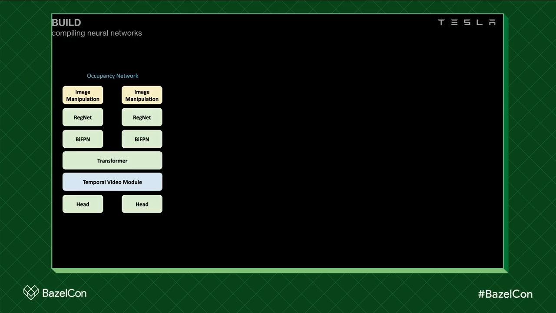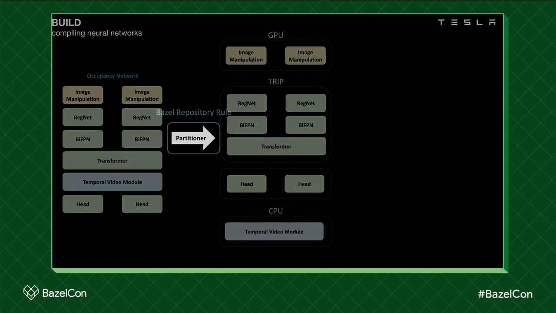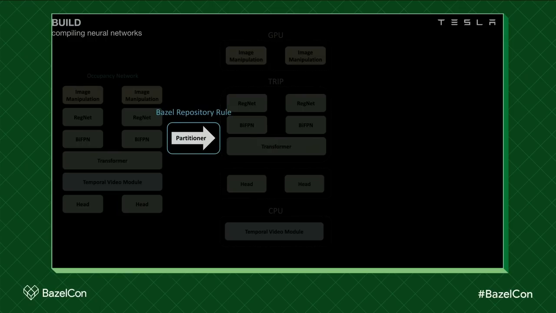The network is very large, and some of these operations run better on CPU or GPU, while others run better on the chip. So what we have to do is split the network into subgraphs that are optimized for the right compute. The code that does the splitting is a Bazel repository rule that we call partitioner.